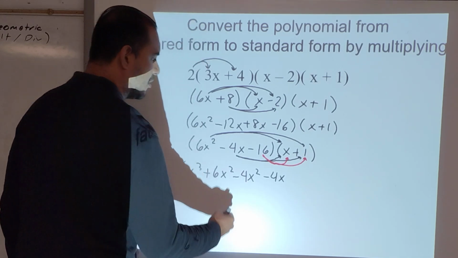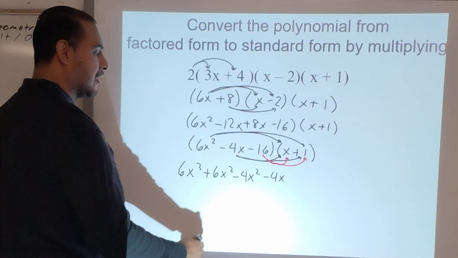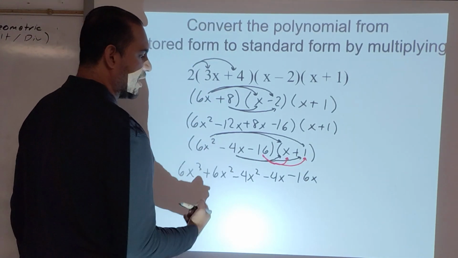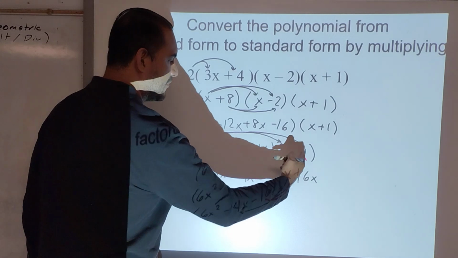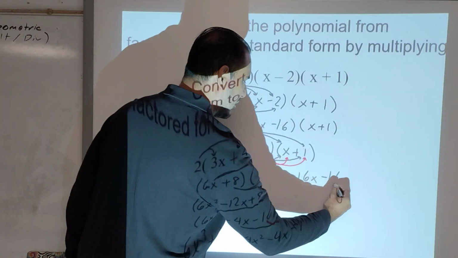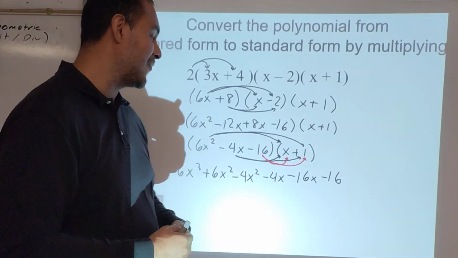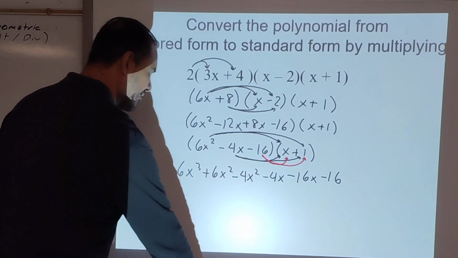Every term from one polynomial multiplies to every term of the other polynomial. Then we combine like terms. Negative 16 times x is negative 16x. Negative 16 times 1 is negative 16. Finally, finish all with the multiplication. Now we have to worry about combining like terms.